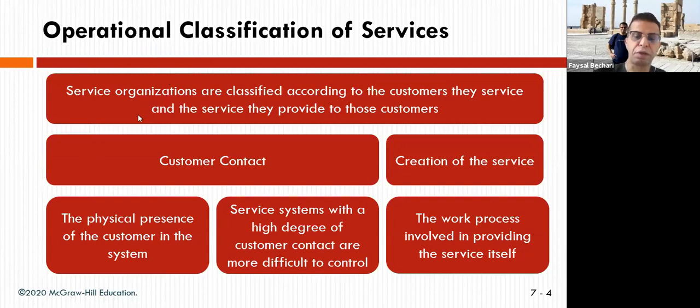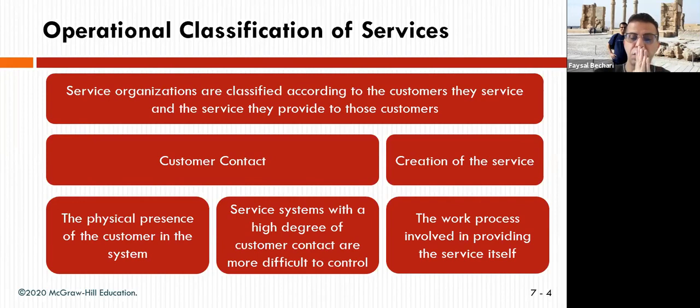Now, the operation classification of services. Service organizations are classified according to the customers they serve and the service they provide to the customers. So what kind of customers there are and what kind of service they are provided. Classification by type of customer contact, what kind of contacts you have. A creation of services, what kind of service, VIP, non-VIP, regular, all these things. The physical presence of the customer in the system, whether they are there coming to see you, or they are online, or they make their request and wait for the response, and all these things.